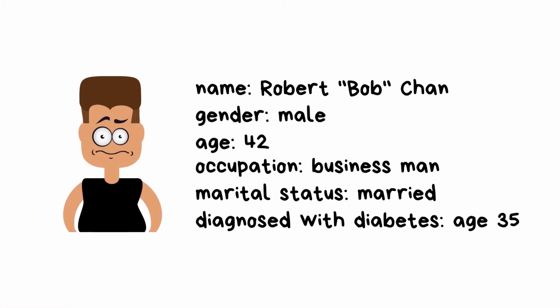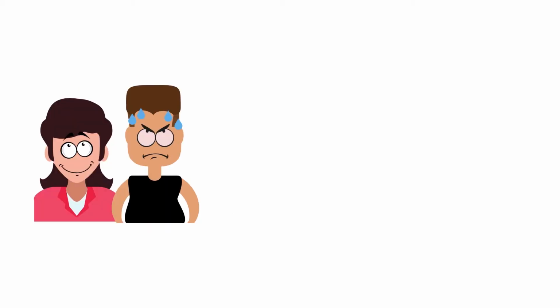His name is Robert Chan, also known as Bob. He's a 42-year-old married businessman who was diagnosed with diabetes at the age of 35. Oh, it seems like he's here with his wife as well. Let's have a quick chat with him.